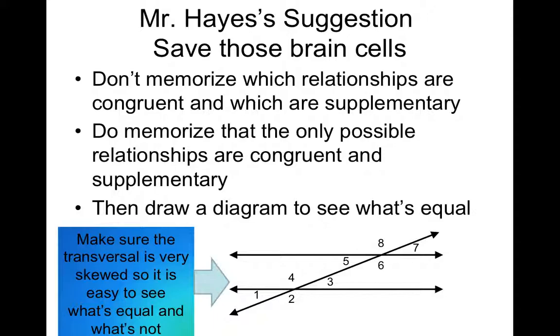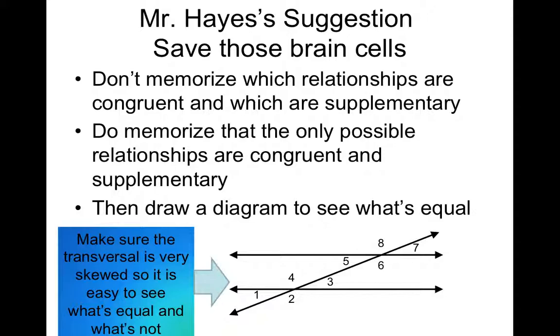As opposed to if I look at 1 and 8, I'd look at those, and 1 is obviously an acute angle, and 8 is obviously an obtuse angle. So together, they must be supplementary because they're not the same, and if they're not the same, then they must be supplementary because those are the only two possibilities, to be congruent or supplementary.